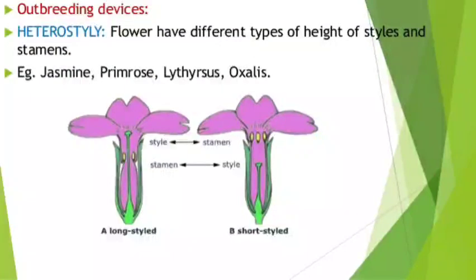The next outbreeding device is called heterostyly, where the positions of style and stamen are different. For example, the style may be very long and the stamens may be placed very low. Or the second condition, where the stamens are placed very high and the style is placed very low.